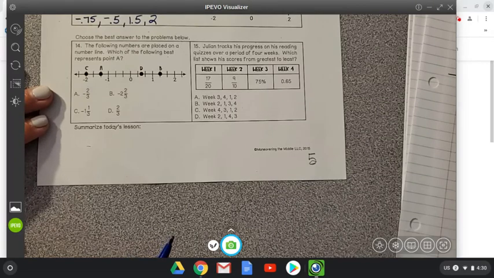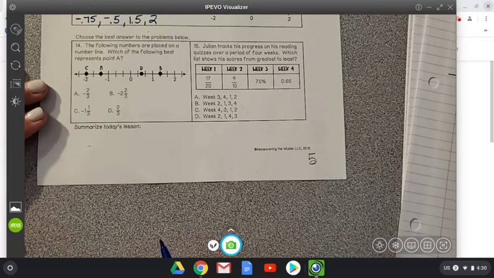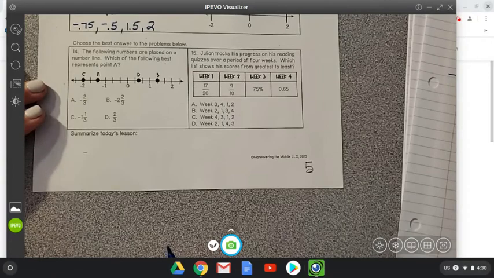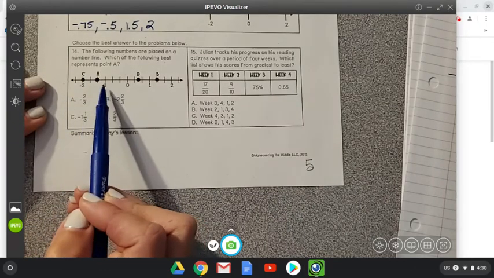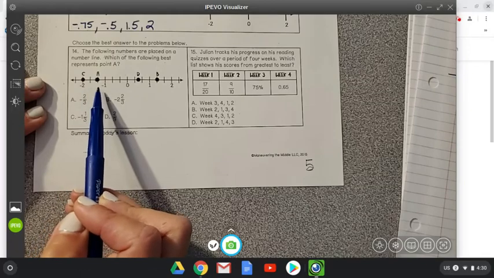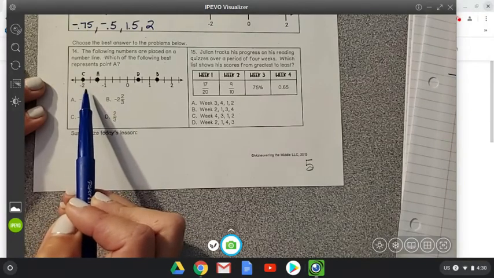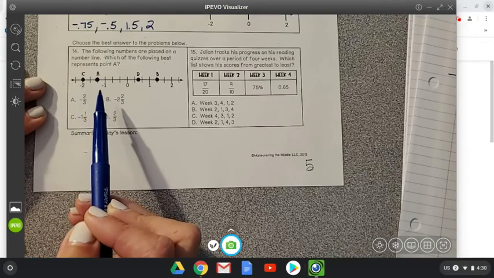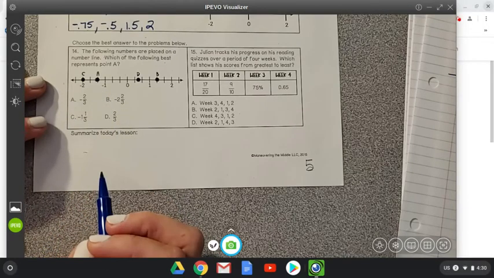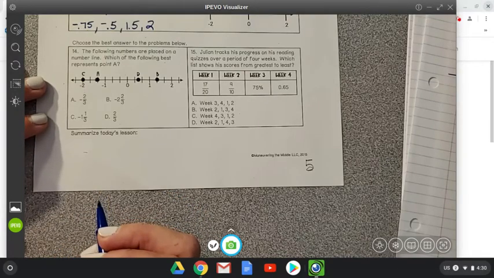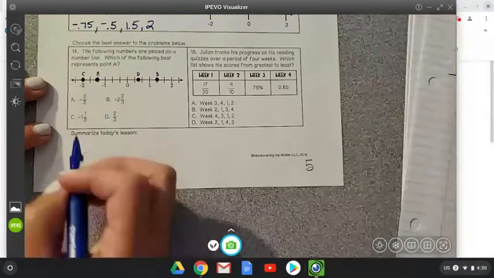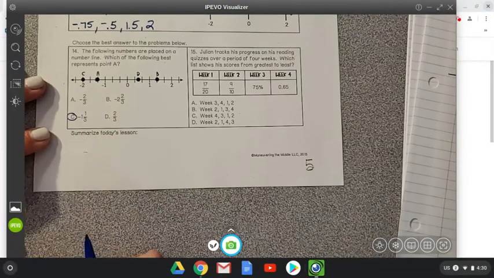Problem. Let's check the problems 14 and 15. All right, so the following numbers are placed on a number line. Which of the following best represent point A? Negative 2/3. Well, we know point A is definitely negative, but we also know it's negative 1 and something. It's in between negative 1 and negative 2. So it's going to be negative 1 and something. Honestly, at this point, you can pretty much cross out all of them except the correct answer, which would be C, just by kind of looking at it.